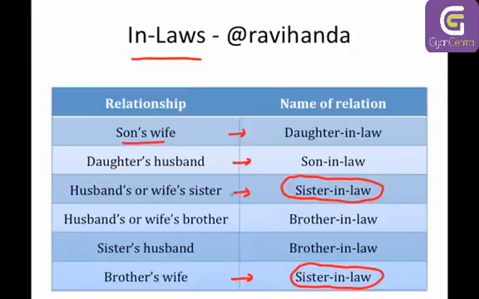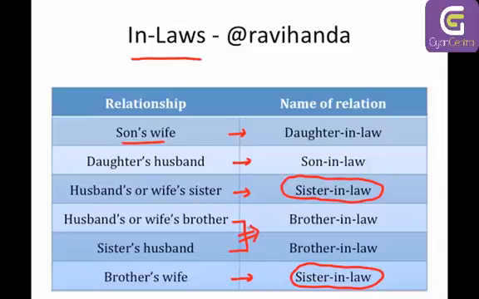Husband or wife's sister. Think about it. Husband or wife's sister is your sister-in-law. Also, your brother's wife is your sister-in-law. Very similarly, husband or wife's brother or your sister's husband, they are both your brother-in-laws. So in English, as was the case with grandfather and grandmother, sister-in-laws and brother-in-laws are also encompassing, as in they contain a lot of stuff.